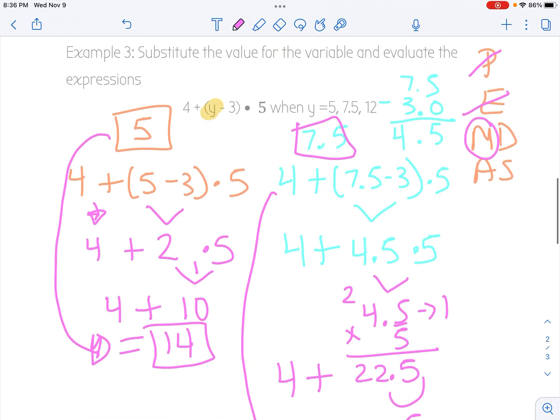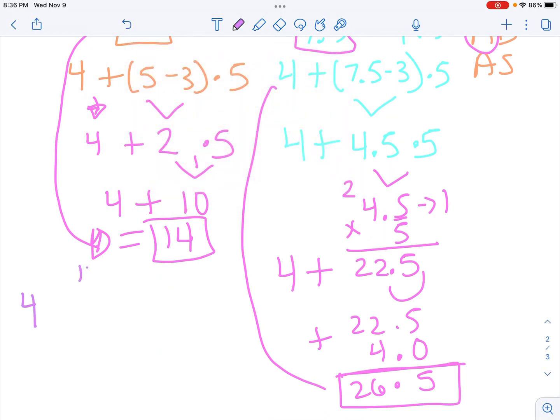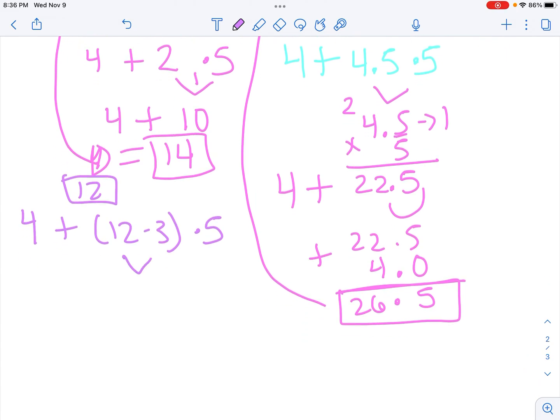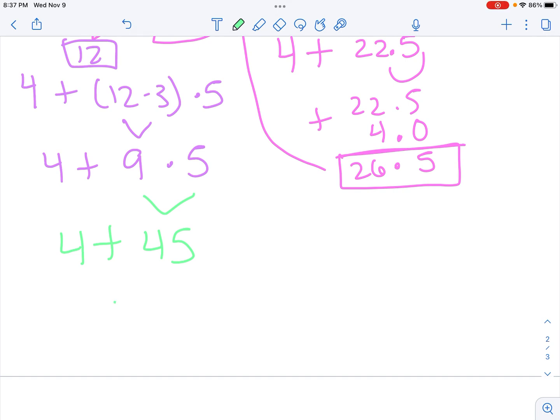Last but not least, when y is 12. So when y is 12, I have 4 plus 12 minus 3 times 5. With PEMDAS, I'm going to do my parentheses first. So I have 12 minus 3, which is 9. Everything else stays the same. I next need to do my multiplication. 9 times 5 is 45. And I have to add my 4, which would be 49. So when y is 12, my answer is 49.